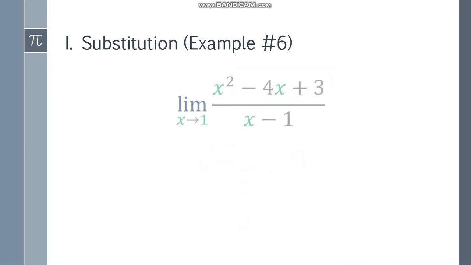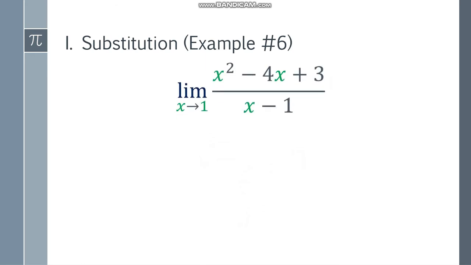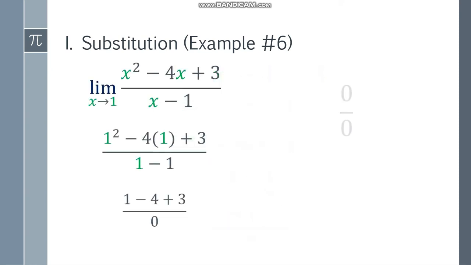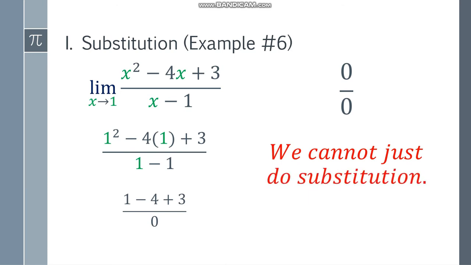Next example, number 6. What if we have like this? So we have x squared minus 4x plus 3 over x minus 1. Let's try direct substitution. So we have 1 squared minus 4 times 1 plus 3 over 1 minus 1. So in the numerator part, we have 1 minus 4 plus 3 over 0. And 1 minus 4 is negative 3, plus 3 is equal to 0 over 0. We cannot just do substitution. We cannot have 0 over 0 as our final answer. We have to do something else.